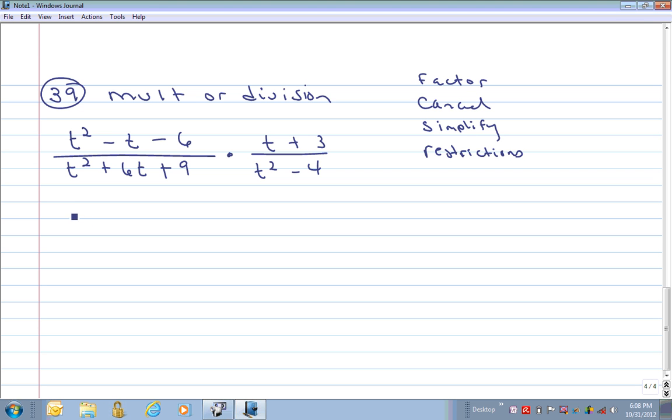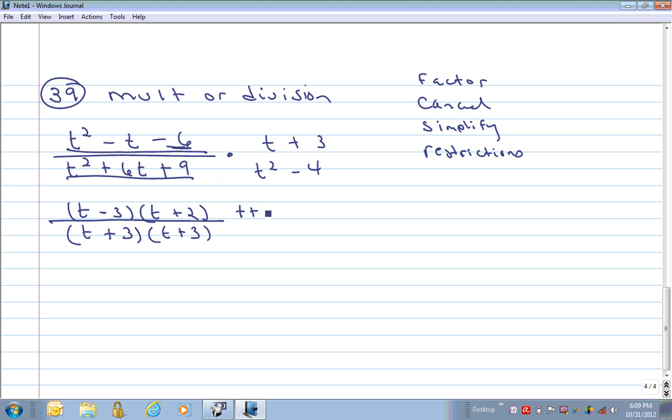Let's factor first. I believe this numerator right here could be factored into t and t. We need to multiply to negative 6 but add to negative 1. So I believe that's going to be a negative 3 and a positive 2. In the denominator, I believe we can break that into 2 linear factors, t and t, that multiply to 9 but add to positive 6. I believe that's plus 3 and another plus 3. On here, we already have just t plus 3. And in the bottom, this is a difference of squares. We can break that into 2 linear factors, t plus 2 and t minus 2.